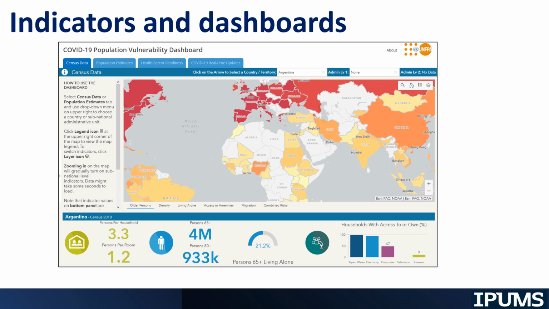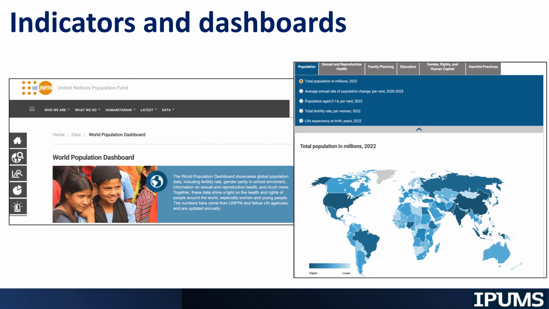The last two slides are showing indicators and dashboards. Here is the UNFPA COVID population vulnerability dashboard that uses some of the IPUMS boundaries and the boundary files and displays this data. And the final dashboard is for the world population dashboard showcasing the global population data, and that also uses IPUMS data and maps.